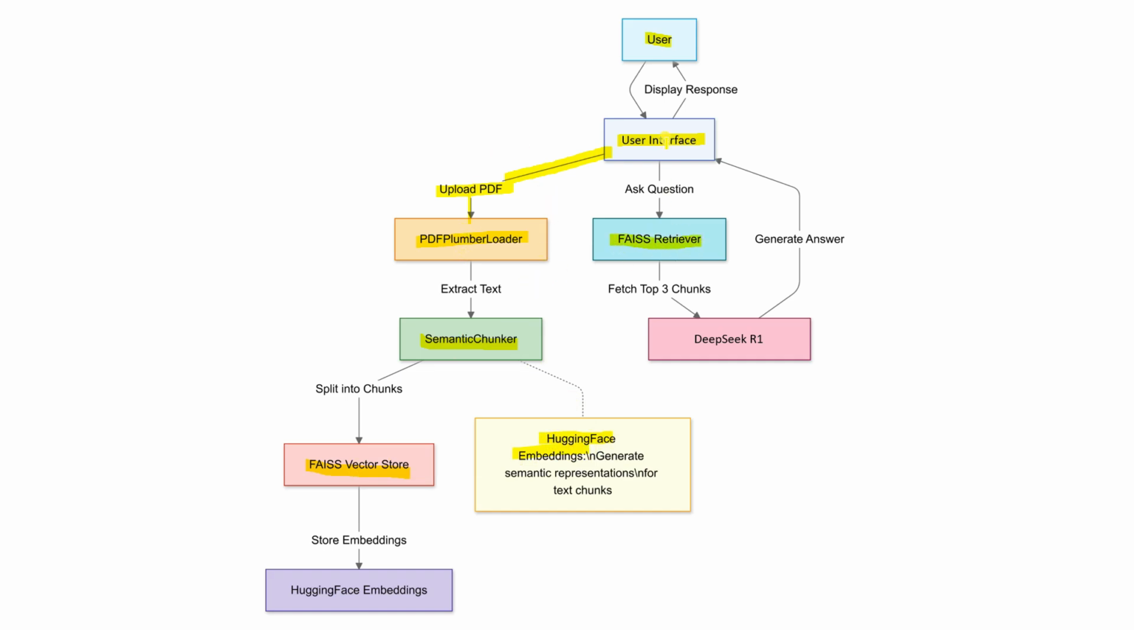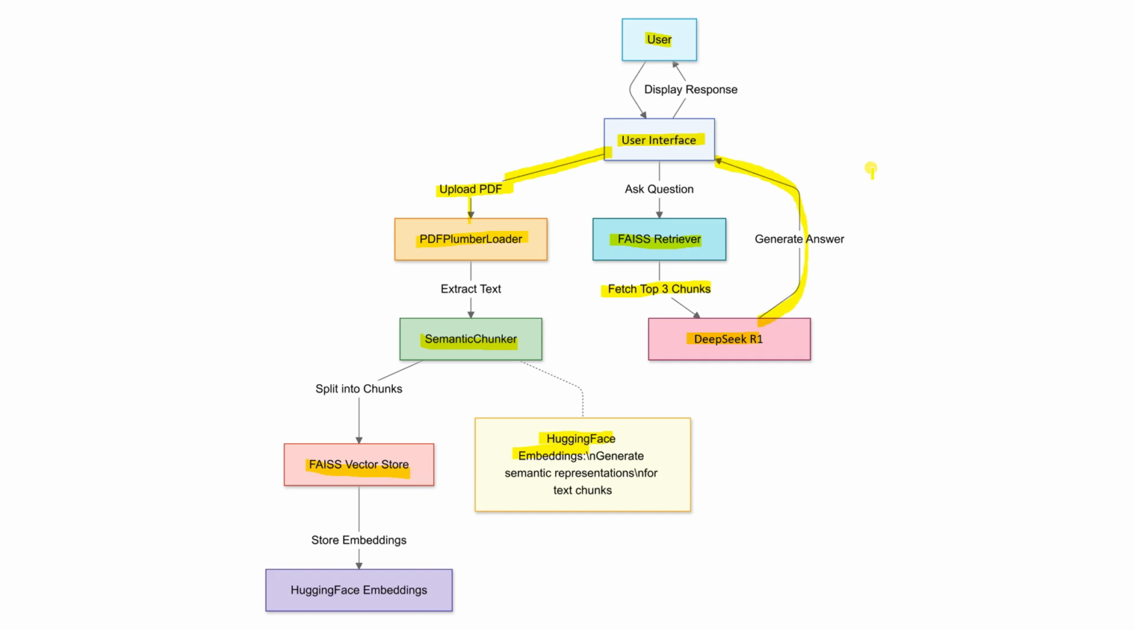So when the user asks a question through the user interface, it will try to fetch the top 3 chunks from the data sources, and DeepSeek R1 gives the response based on that. This is called the RAG system. In the RAG system, we have the data collection, we have the chunks, we have the vector store, we have the embeddings, and we have our large language model. So this is how our RAG system actually works.